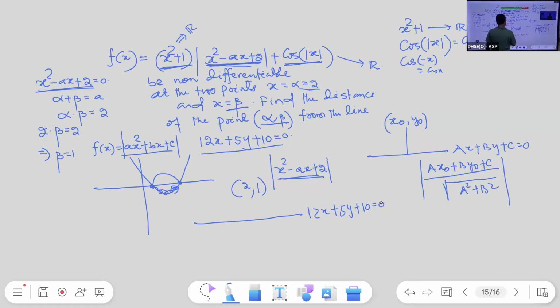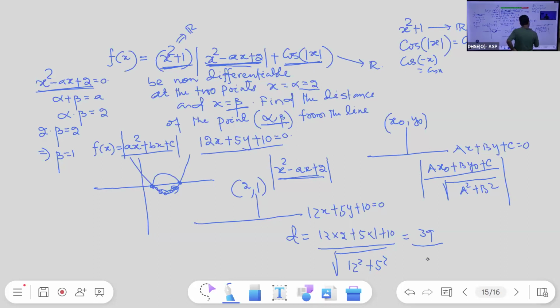So this distance will be 12 into 2 plus 5 into 1 plus 10, divided by root over of 12 square plus 5 square, 144 plus 25, 169. Root of 169 is 13. So 12 twos are 24, plus 5 is 29, plus 10 is 39. 39 divided by 13 is 3, the answer. This is the answer to your question. I hope it is clear to you.